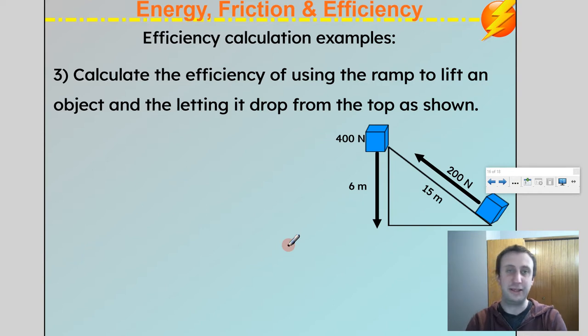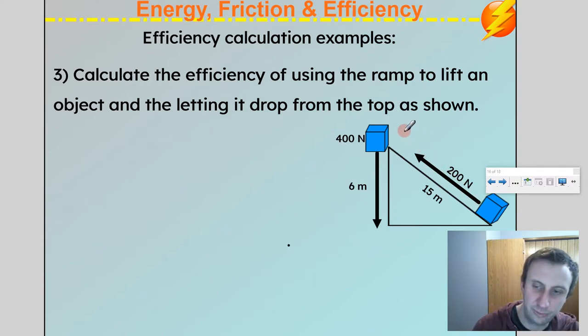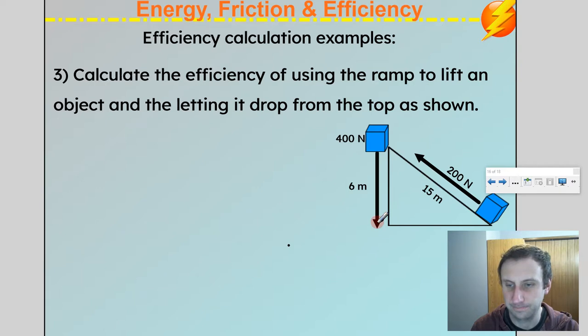It includes using two formulas, one that you already have learned before, and then today's. So calculate the efficiency of using the ramp to lift an object and then letting it drop from the top as shown. So I am first pushing it up the ramp, that's my input, and then I let it drop from the top of the ramp, and that's my output.